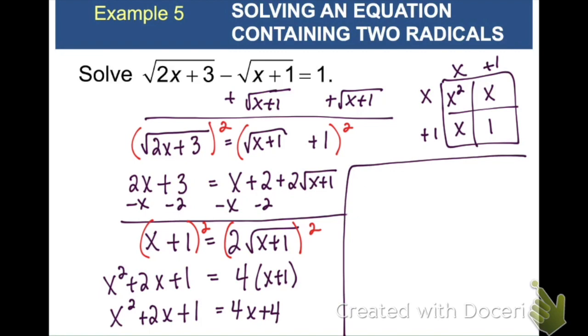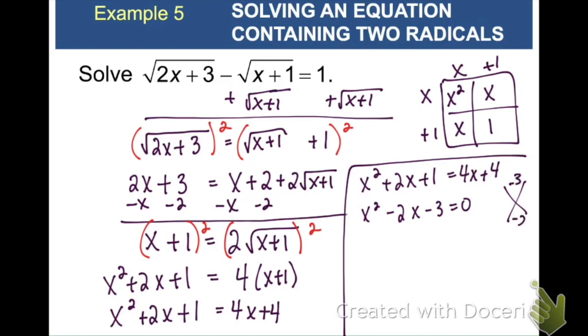And then notice that I have a quadratic that's left still. So I'm going to move everything to the left side so that it's on the same side as my positive x squared. And then I'm going to factor and solve.